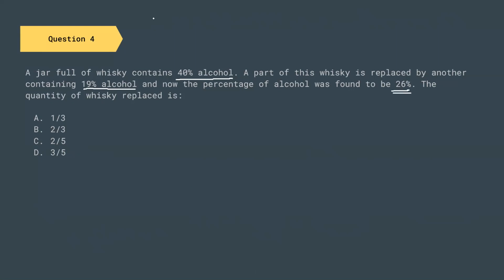So let us assume one thing. We have two qualities of whiskey. Quality A contains 40% alcohol and quality B contains 19% alcohol. Quality A and quality B are mixed with each other to get another quality of whiskey that contains 26% alcohol. Now, what is the ratio in which they are mixed?